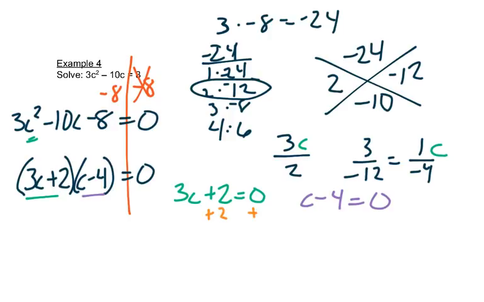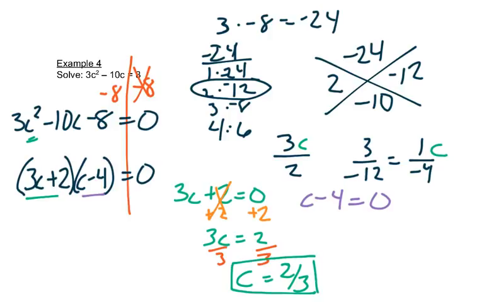So I'll start by solving this one by subtracting 2 from both sides. And then I'll divide by 3. And c is equal to negative 2/3. Here I'll add 4. So I get c is equal to 4.